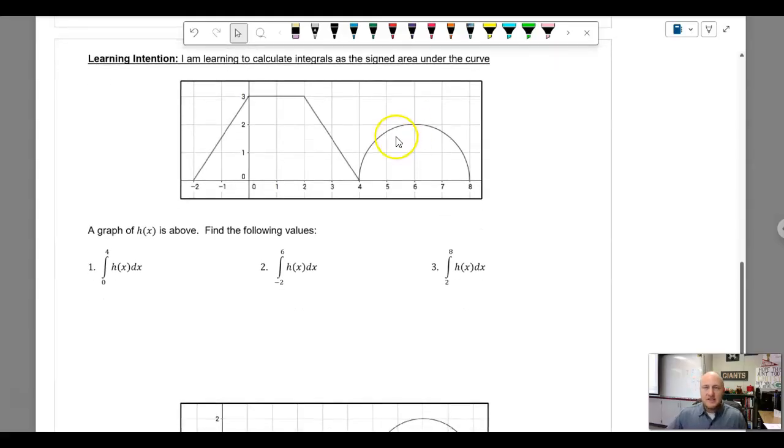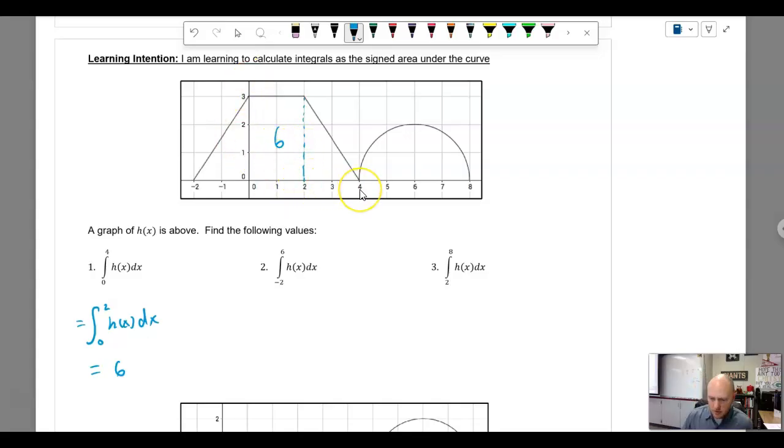College Board loves semicircles, and so here you can kind of see I have a triangle, a rectangle, another triangle, and then a semicircle. So here they want us to find the area from 0 to 4, okay? What I'm going to do is break this into 2 geometric regions. I know that from 0 to 2, the integral of h of x dx is 6, right? 2 times 3 is our area, or you can count the rectangles.